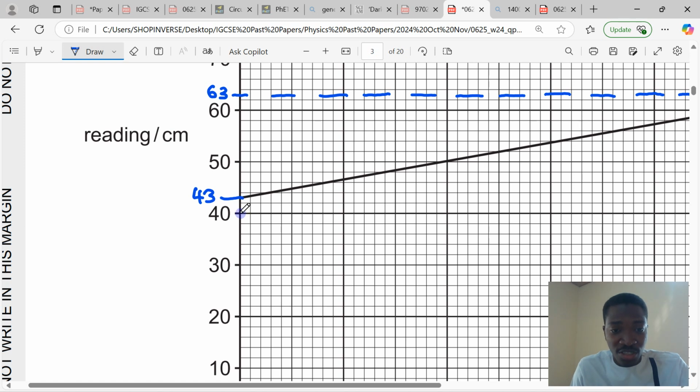How did you get 43? Between 40 and 50, we have 5 divisions. That simply means each division is 2 units. So if this is 40, here we have 42, and then between those two will be 43. So that's it, 43 centimeters.